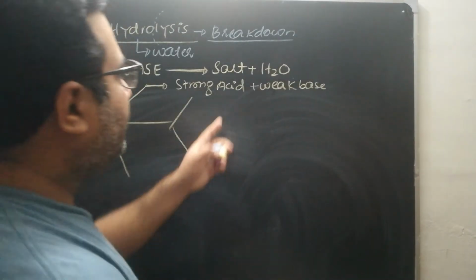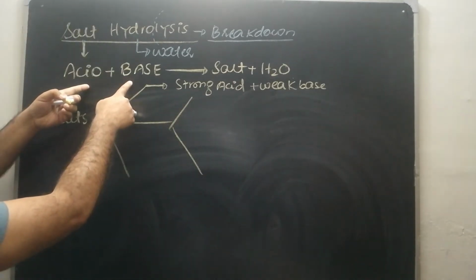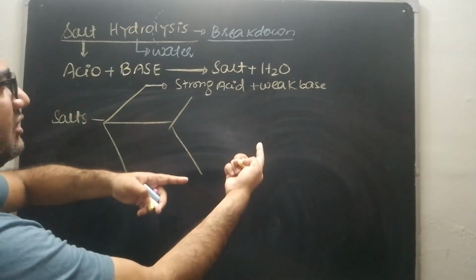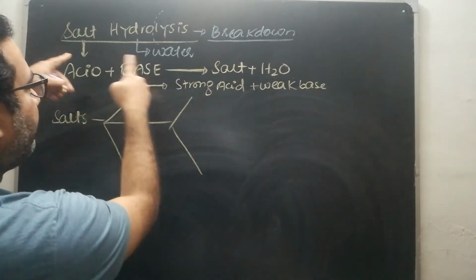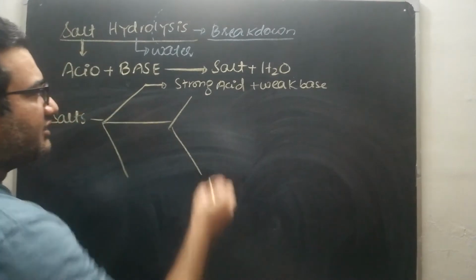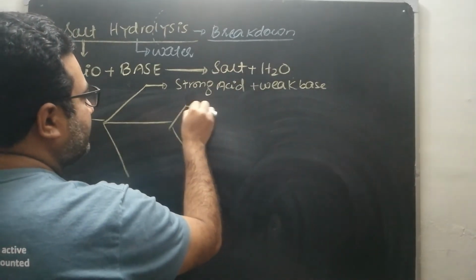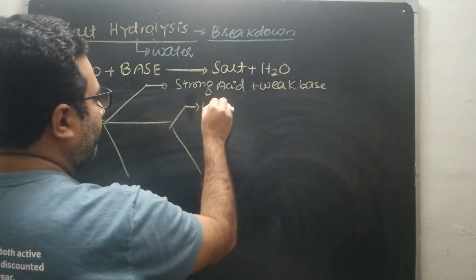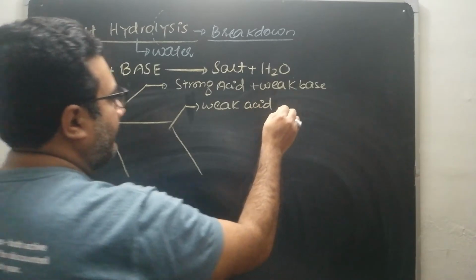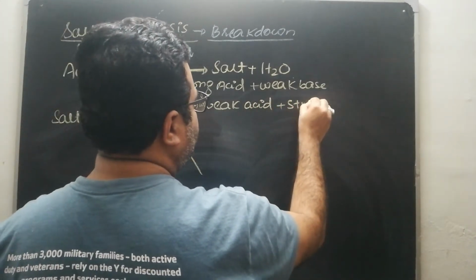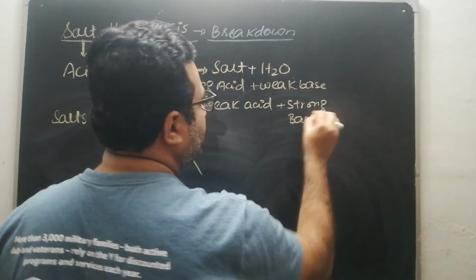I have already mentioned that salt is a substance which is formed by the reaction of acid and base. So there are some salts, when they are produced, where the acid is strong and the base is weak, that react together to produce that salt. So this one will be the first category of the salts. Now the second category is in which weak acid and strong base react together, then salt is produced.